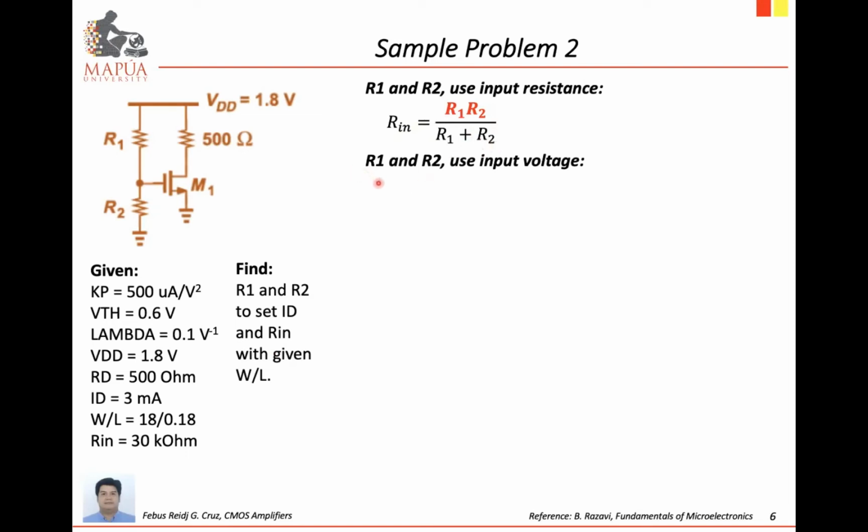Let's try to form another equation for R1 and R2 using the input voltage. Since the source is directly connected to ground, VGS is the same voltage drop across R2, and it is equal to the voltage division. So you have VDD times R2 over R1 plus R2.